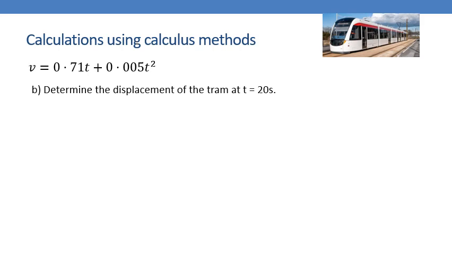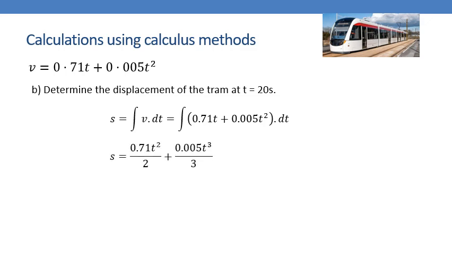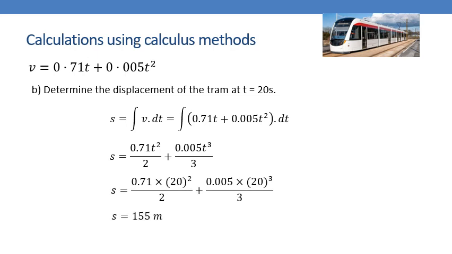Second question asked us for displacement. We have a velocity function and we should say, v equals ds by dt. So if we want s, we need to integrate the function that we've got with respect to time. So we're going to integrate that function. Remember, t goes to t squared divided by 2. T squared goes to t cubed divided by 3. And then we can substitute in the 20 seconds to give us the displacement.